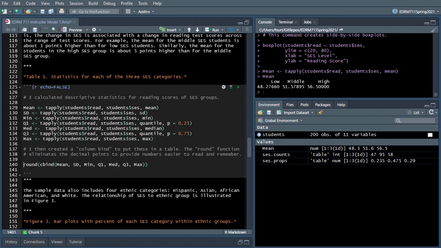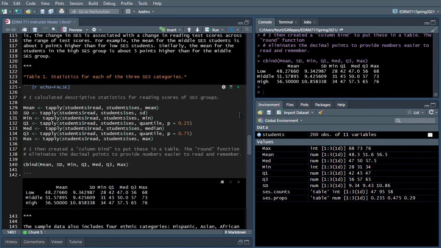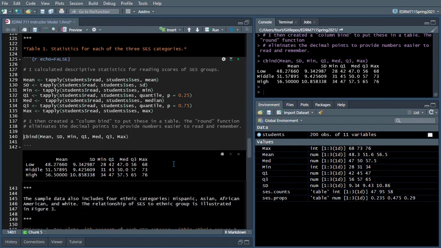Let me get rid of this round function for just a minute. You probably can guess what that does, but let me get rid of that and show you what we would get here. And here it is. I didn't hide it in the output because this time there's so many statistics. I don't want to list all these in the narrative. I want to put them in a table. And what I find is that that's a little bit unwieldy.